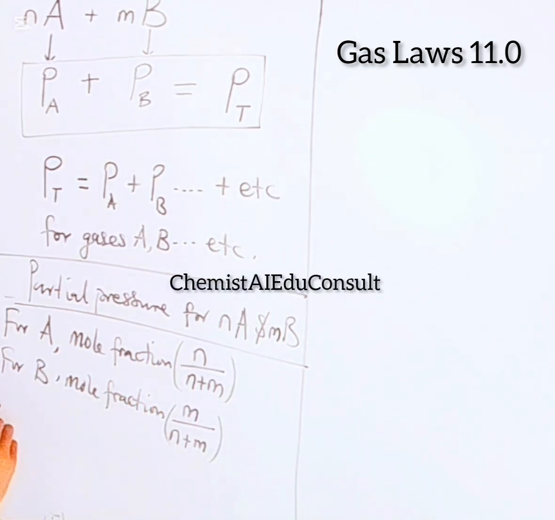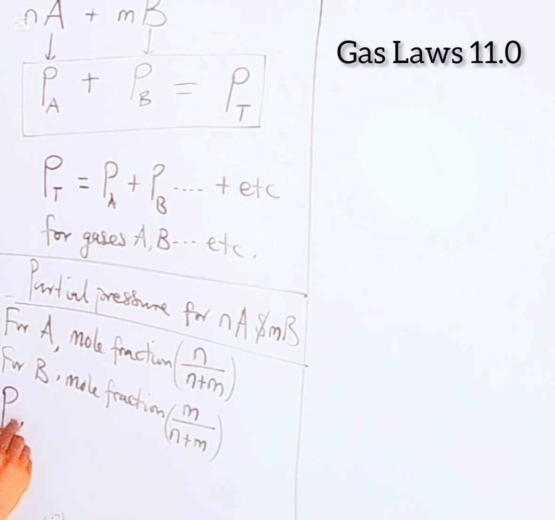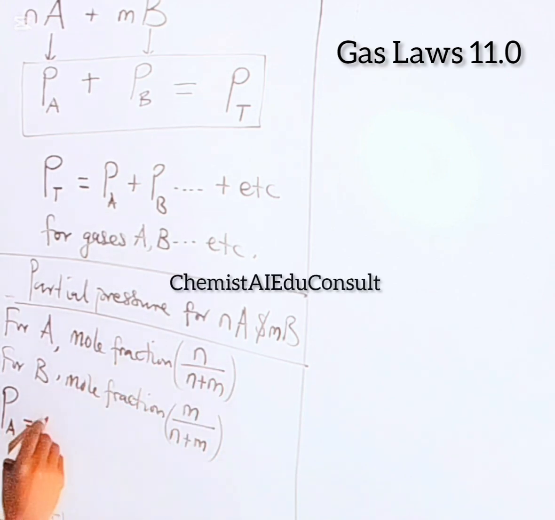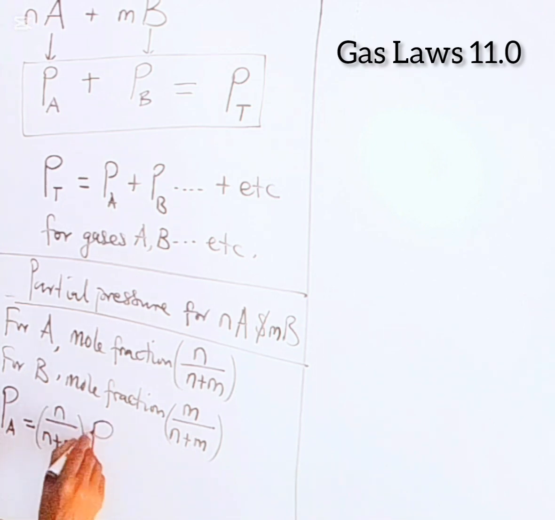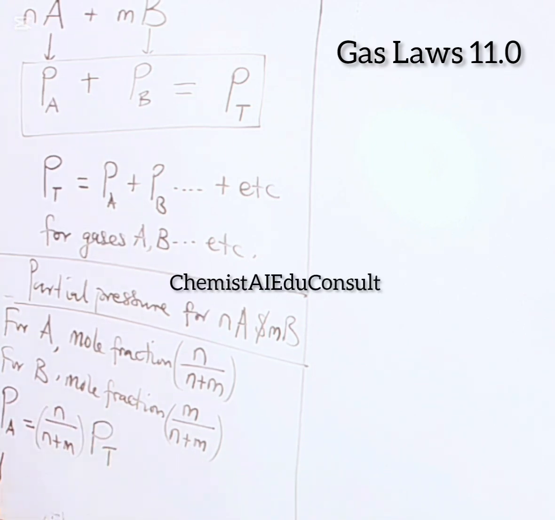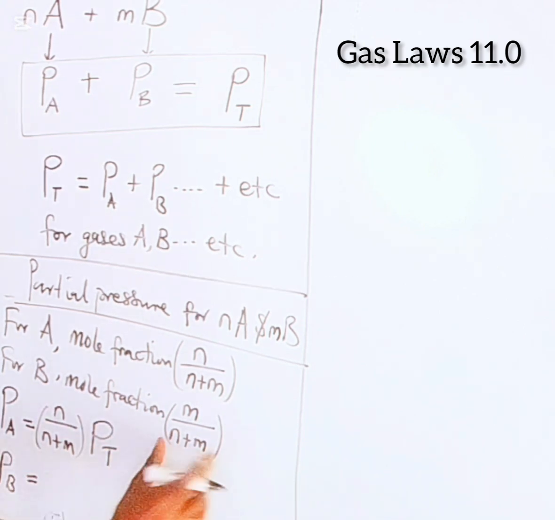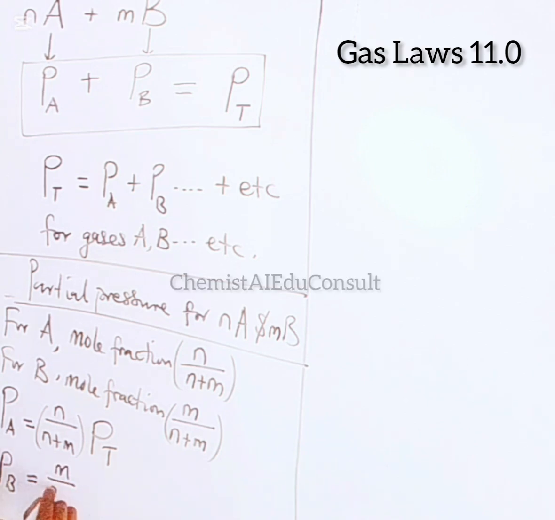What is now the partial pressure? Partial pressure for A is equal to mole fraction of A, n over n plus m, times P total. And partial pressure for B equals mole fraction of B, m over n plus m, times P total.